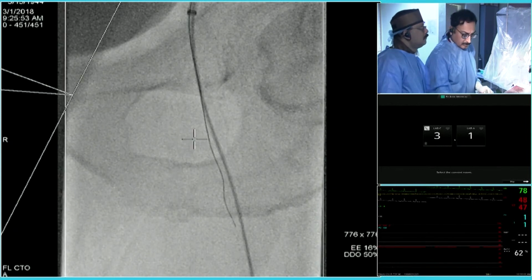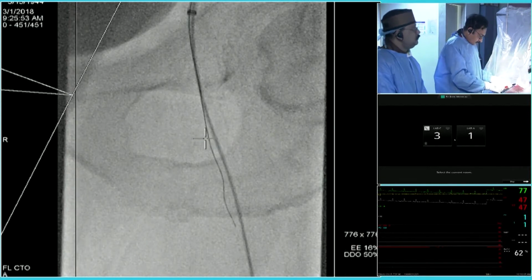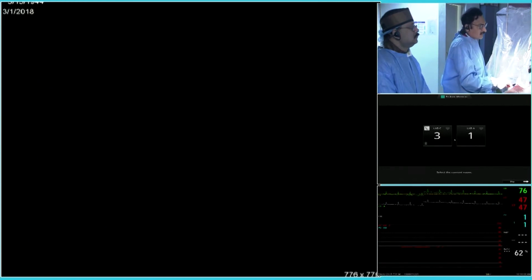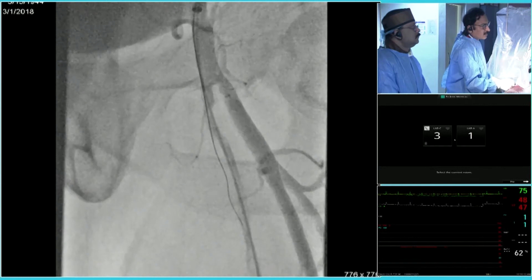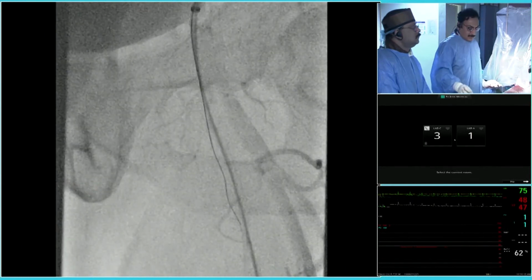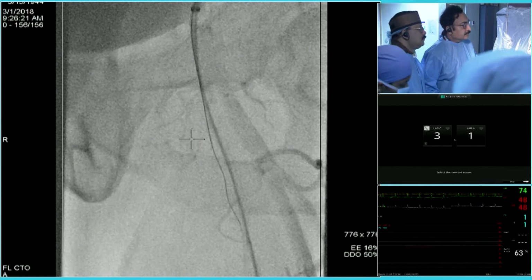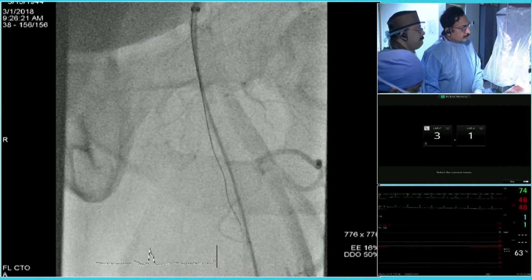If you use an 18 gauge needle, you have to use either a 35 wire or an 18 wire. We have the V18 wire from Boston Scientific. That is a very good wire to cross from retrograde. And the second option is you inject from the top, fix the limb in RAO, LAO view, and create a road map. On that road map, you can puncture the artery, and then you can retrogradely advance your wire.